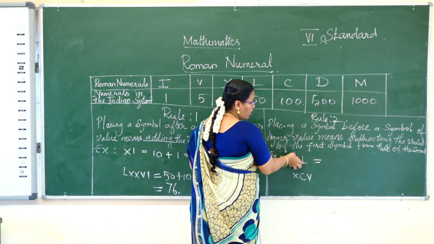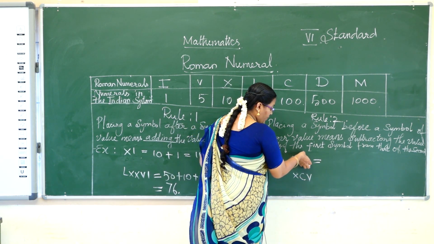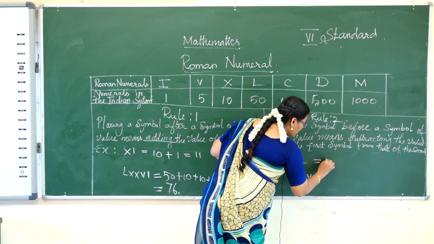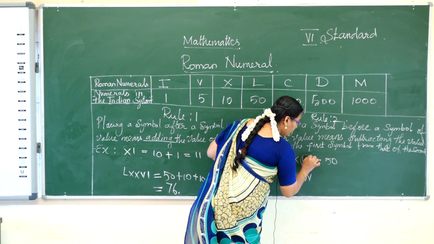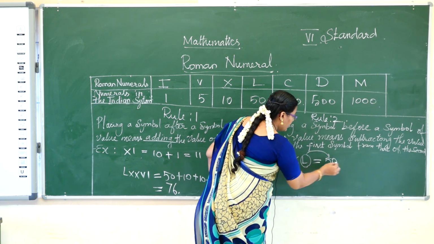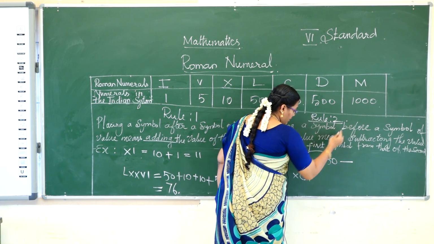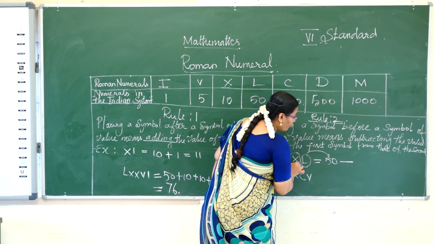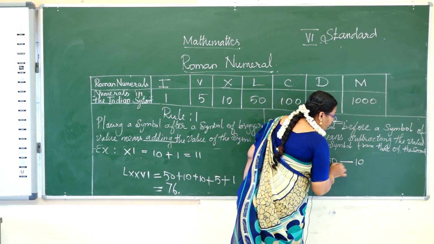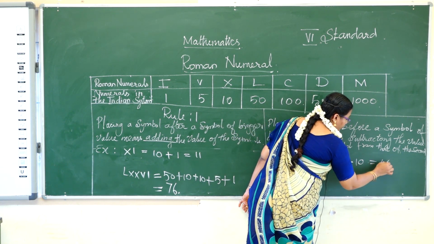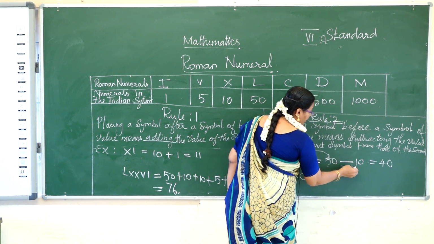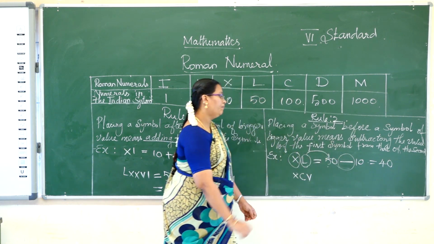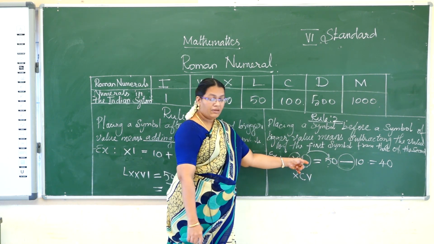So the first one is a smaller value. What we do? First preference goes to the biggest value. The biggest value here is 50. L refers to 50. Subtracted, rule number 2. What is the value of X? 10. So 50 minus 10, 40. In this place you should subtract the smaller value from the bigger value.